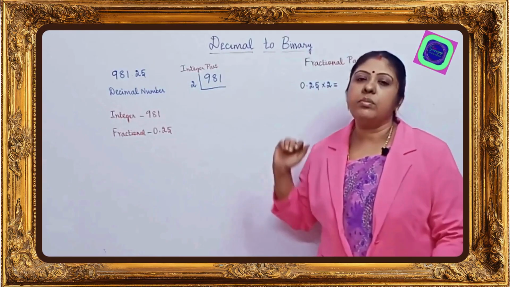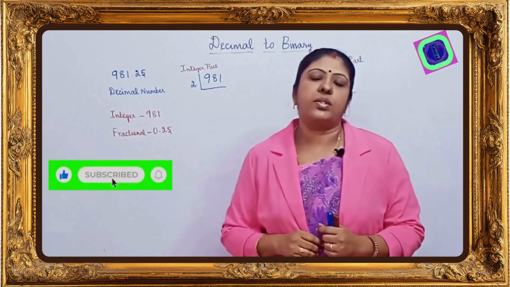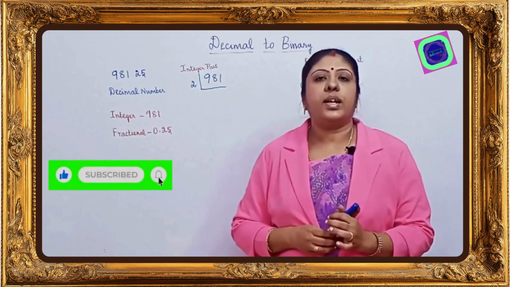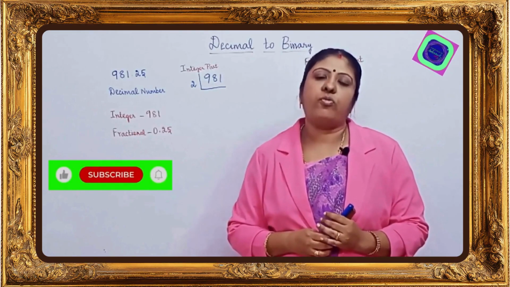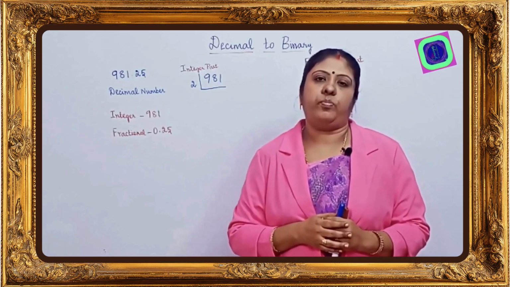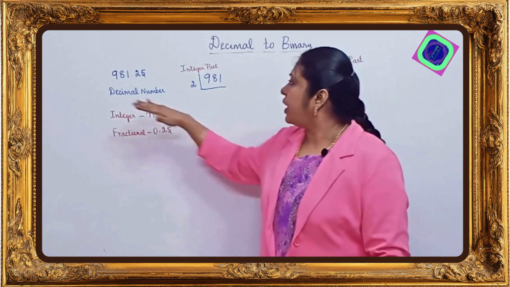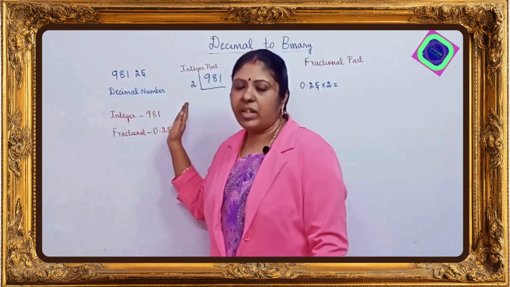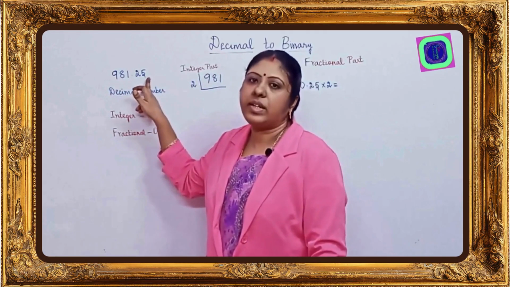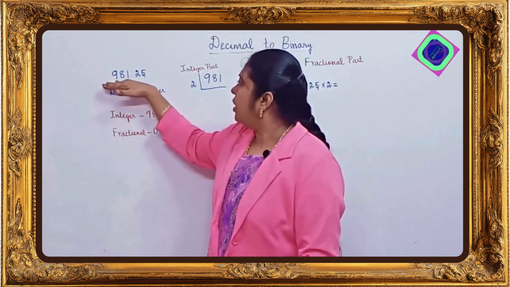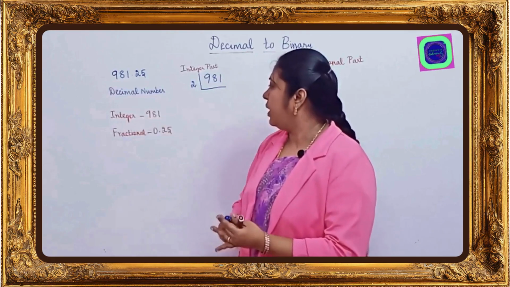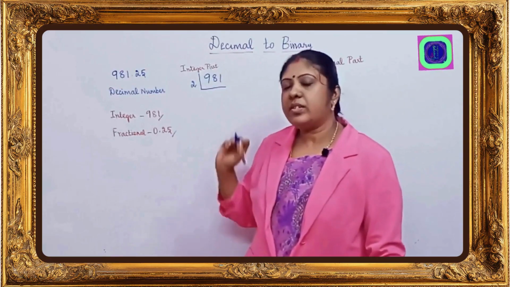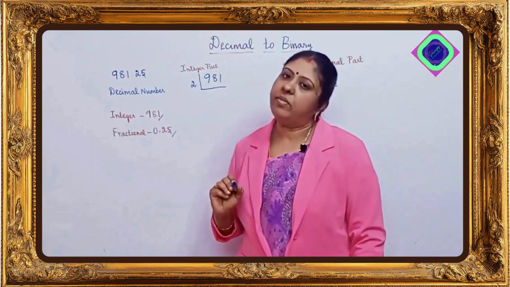We all know that the decimal system is a base 10 number system, which consists of digits from 0 to 9. And the binary number system is a base 2 number system, which consists of only 2 digits, zeros and ones. Now moving on to the video, consider the example 981.25. This is the given decimal number. Now we want to convert the decimal number to a binary number. In this, 981 is considered the integer part and 0.25 is considered the fractional part. First we will solve the integer part, then I will explain the fractional part.